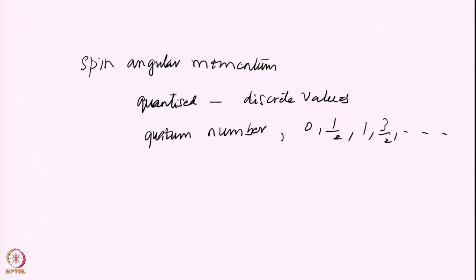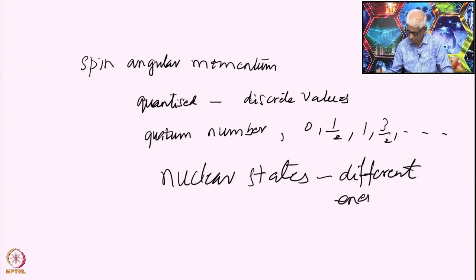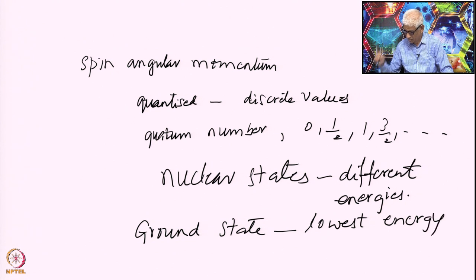Now, every nucleus can exist in many different states, the so called nuclear states corresponding to different quantum numbers, just as it happens in atomic theory. You have the electrons in the first orbital, second orbital, third orbital, etcetera. And they have different energies. So, all of these have different energies. Most often we deal with the ground state of the nucleus, which is the state of lowest energy.